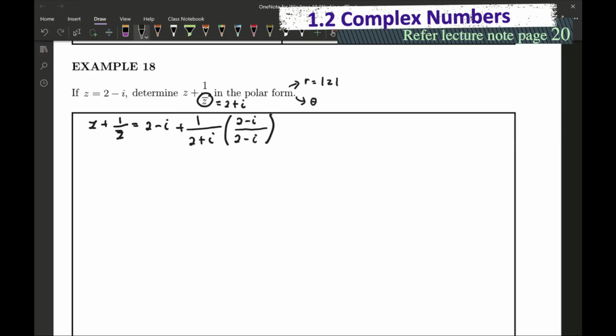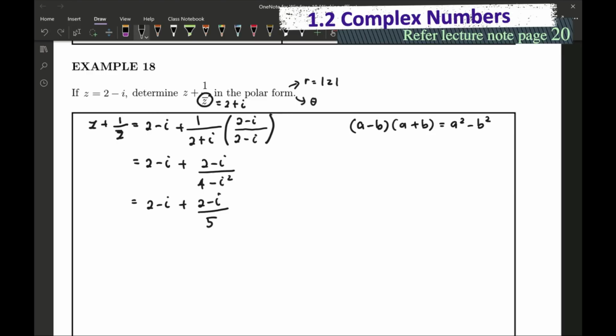What should we do? Now it becomes 2 minus i plus 2 minus i over... So I just want to remind you, if we multiply a minus b by a plus b, it becomes a squared minus b squared. So that will happen here, which is 4 minus i squared. That's why we get this. Okay, so now simplify it: 2 minus i over 5.